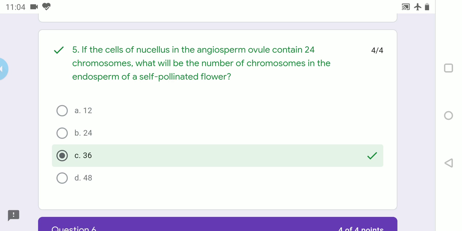When it fuses with the N, what will happen? Triploid. The common sense is 24, if it is 2N, it means N is 12. So triploid means N, N, N. That is 12 times 3, which is 36. So which is the right answer? Yes, 36 is the right answer. The chromosomal number present in endosperm is triploid, isn't it? Yeah.